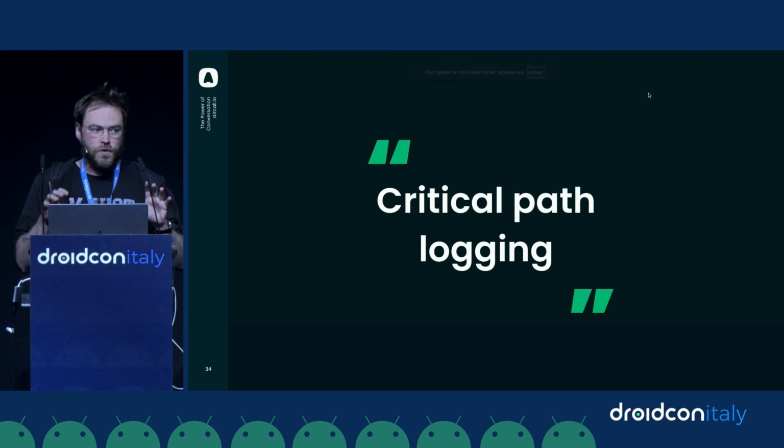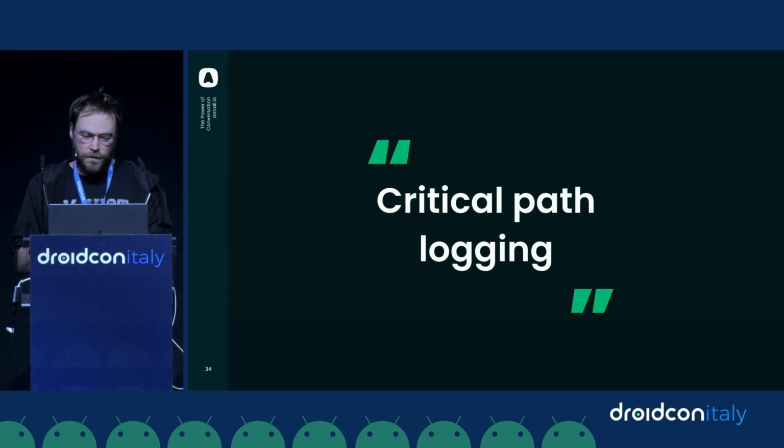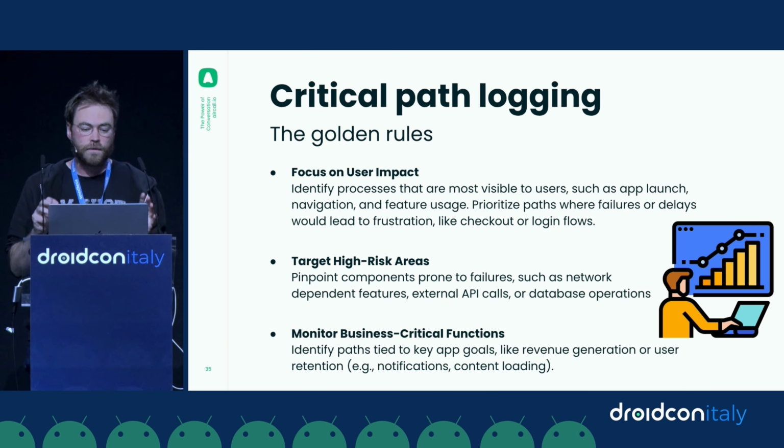So now I've shown you how you can get the best of Firebase, and now I'm going to focus on critical path logging, which is one of the most important things when you want to be efficient for your application. I'm going to start with the three golden rules.